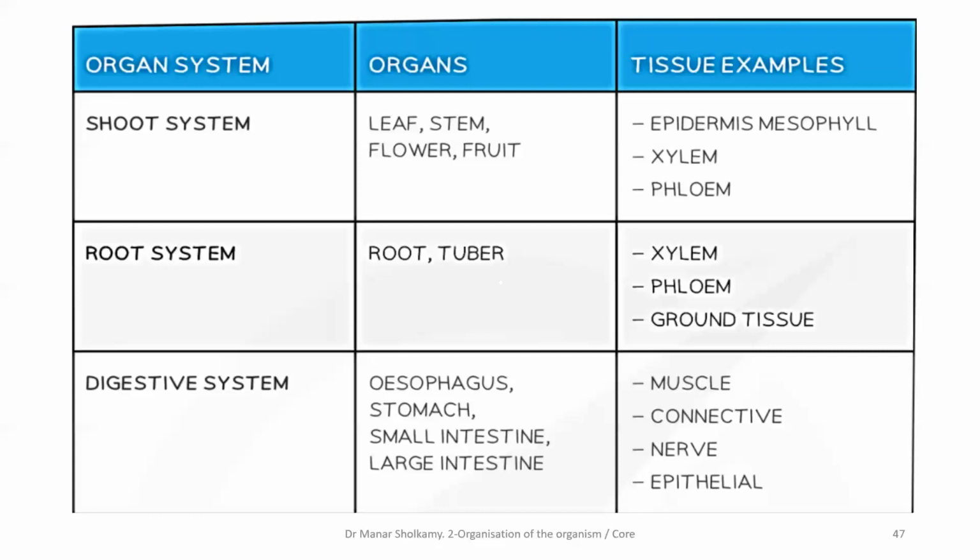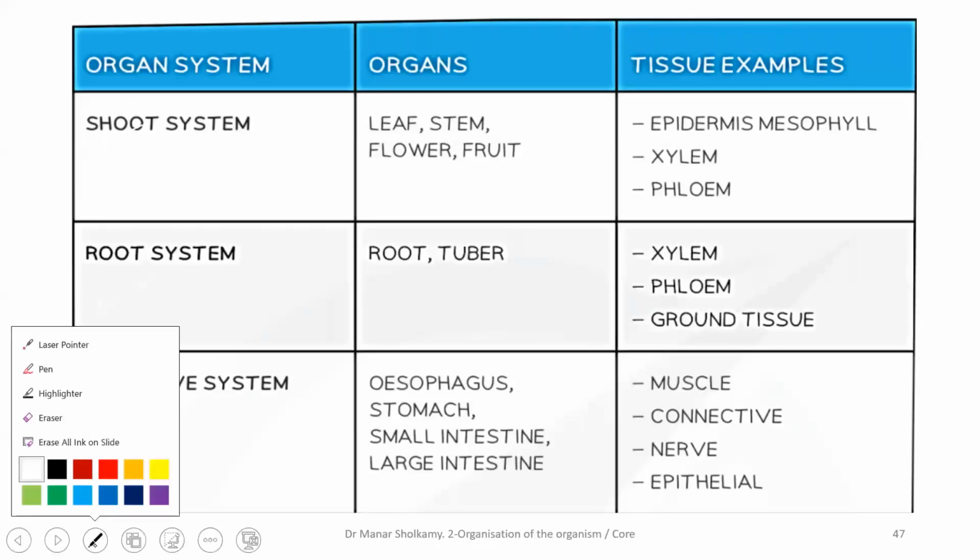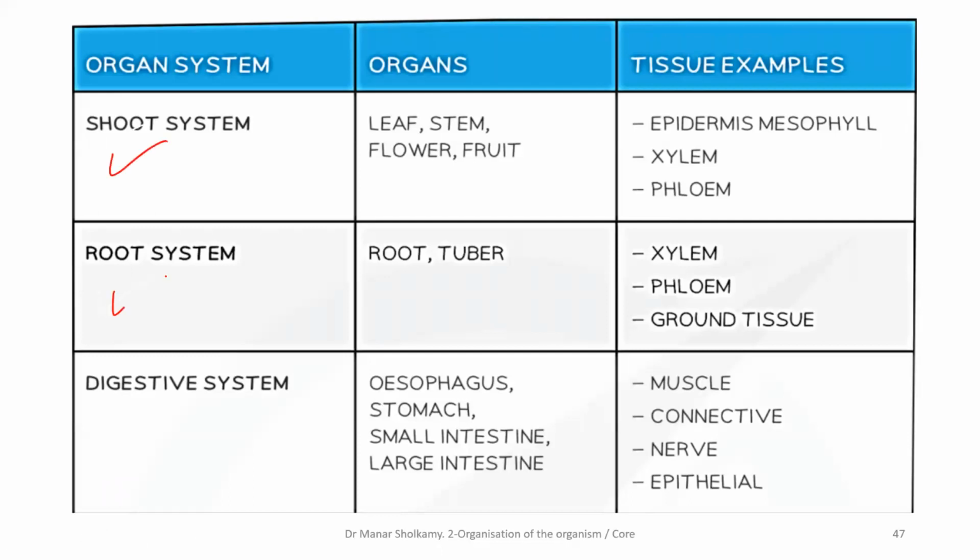And of course, you know that your heart is an organ. Your eye is an organ. Your stomach is an organ. It is part of the digestive system. So these tables, just read them because this is very easy material and they don't ask you questions on these things, but they still expect you to know it.